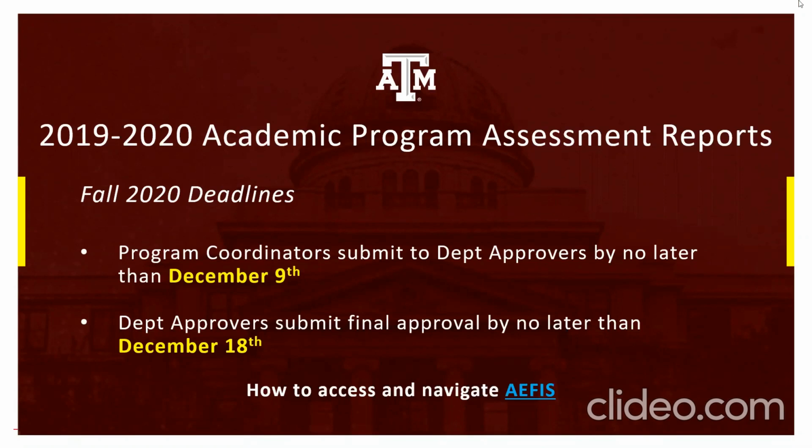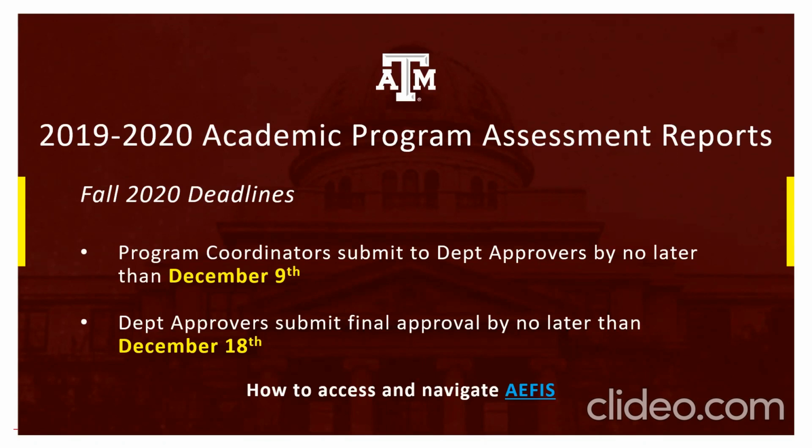Program coordinators submit assessment plans for the upcoming academic year each spring semester, and then submit the report the fall semester following the end of that academic year. Therefore, the reports you are reviewing this semester are the 2019-2020 assessment reports. Program coordinators have a deadline of December 9th to submit their reports to you.